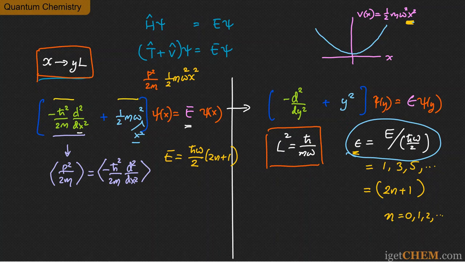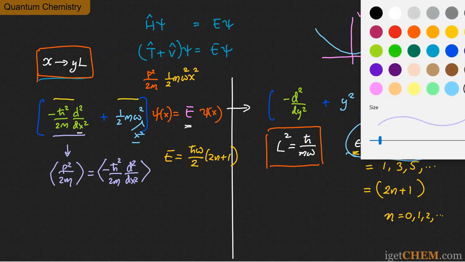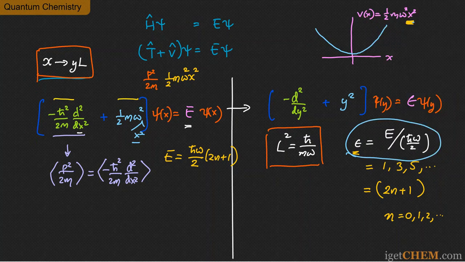Of course, you can then move this around a little bit. Let me see if I can do this right here. So this is basically the expectation value of p squared over 2m, which must be equal to minus h bar squared over 2m multiplied by the expectation of d squared dx squared. So that's in the original equation.